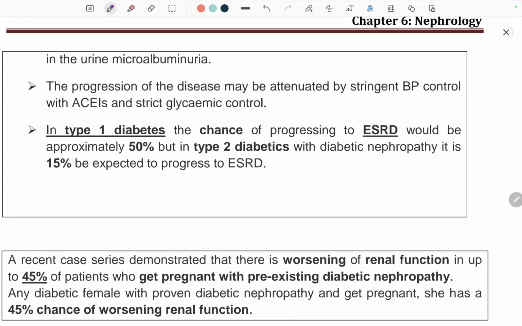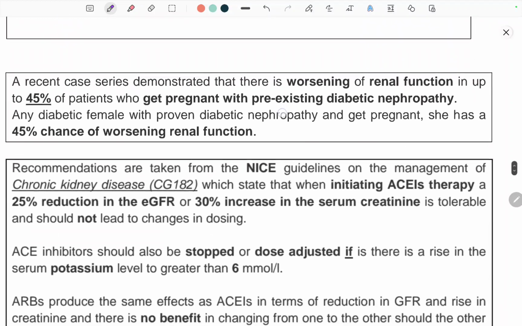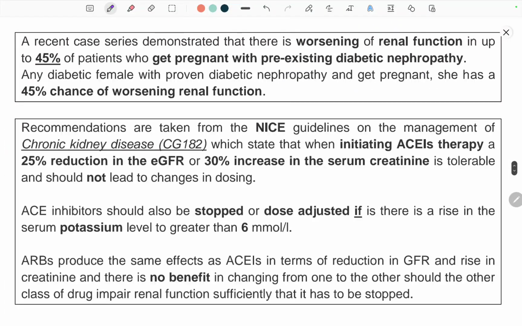The progression of the disease may be attenuated by stringent BP control with ACE inhibitor and strict glycemic control. In type 1 diabetes, the chance of progression to ESRD is approximately 50%, but in type 2 diabetes with diabetic nephropathy, it is 15% expected to progress to ESRD. A recent case study demonstrated that there is worsening of renal function in up to 45% of patients who get pregnant with pre-existing diabetic nephropathy. Any diabetic female with proven diabetic nephropathy who gets pregnant has a 45% chance of worsening of renal function.